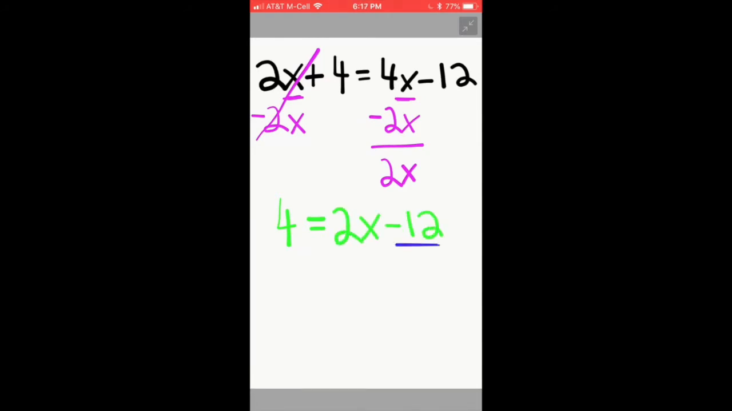We now have to get the negative 12 to the other side, so we add 12 to both sides, and now we have 16 equals 2x.